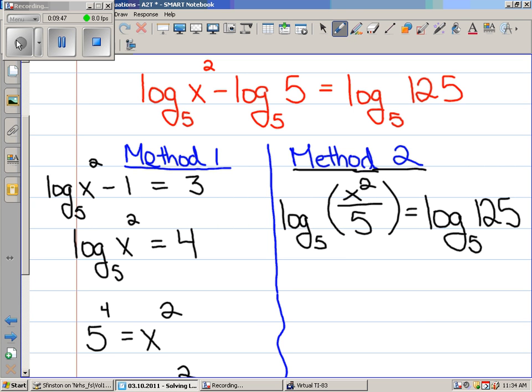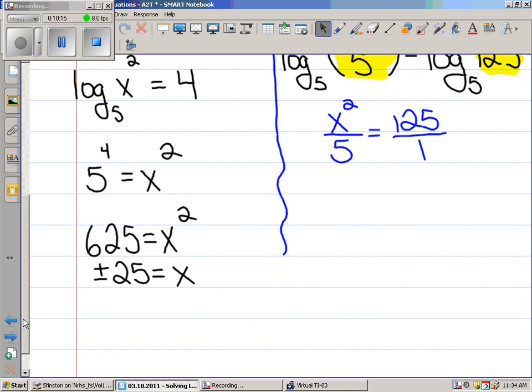Okay, now take a look. They both match almost perfectly. And so what you could do next is this. You could say, in order for them to be equal to each other, this stuff over here has to equal that stuff over there. So x squared divided by 5 has to equal 125. That's the same thing as 125 over 1. You'd cross multiply. Everybody loves to cross multiply, right?